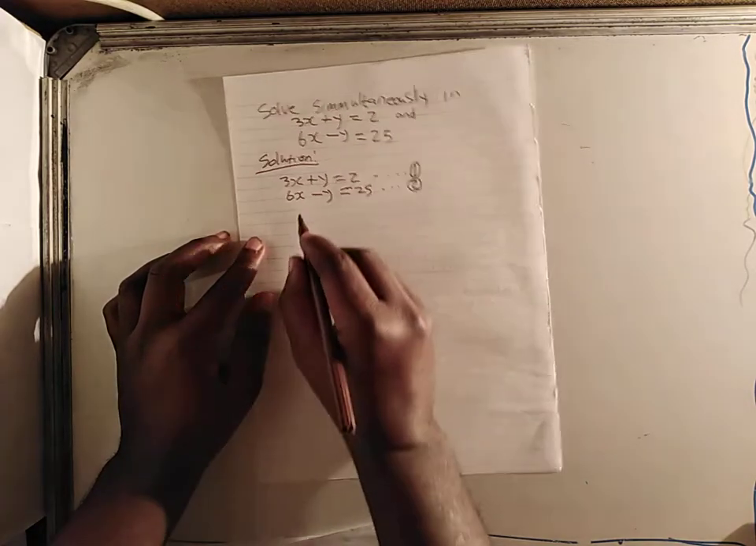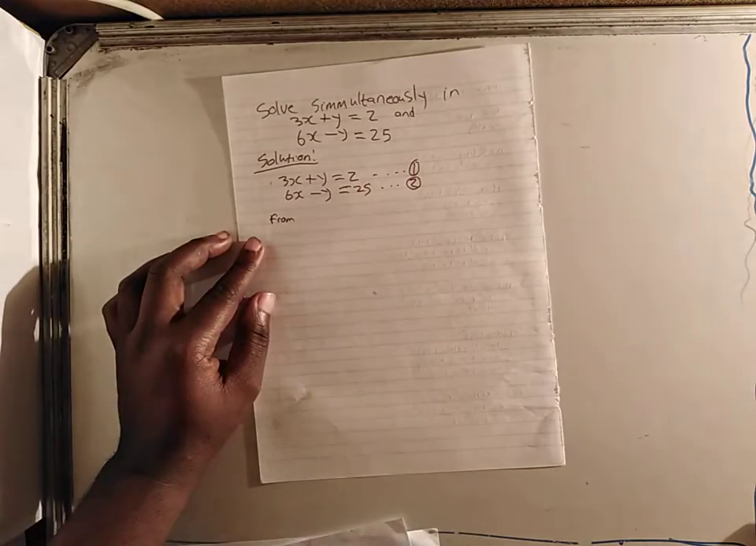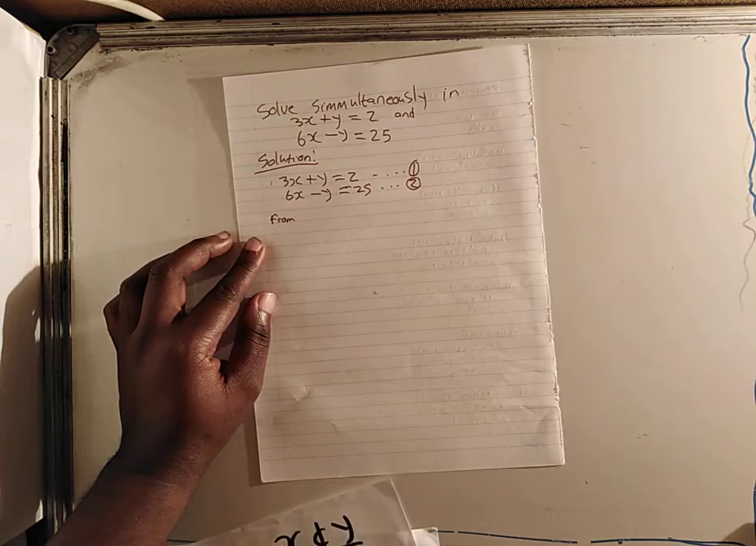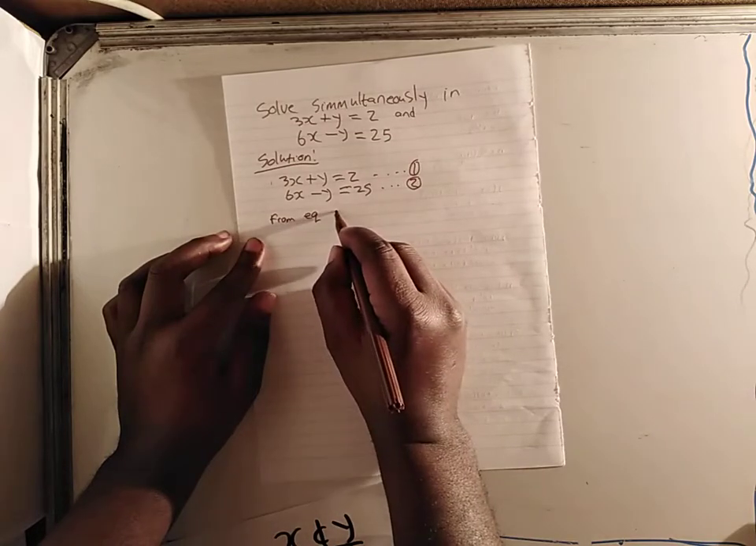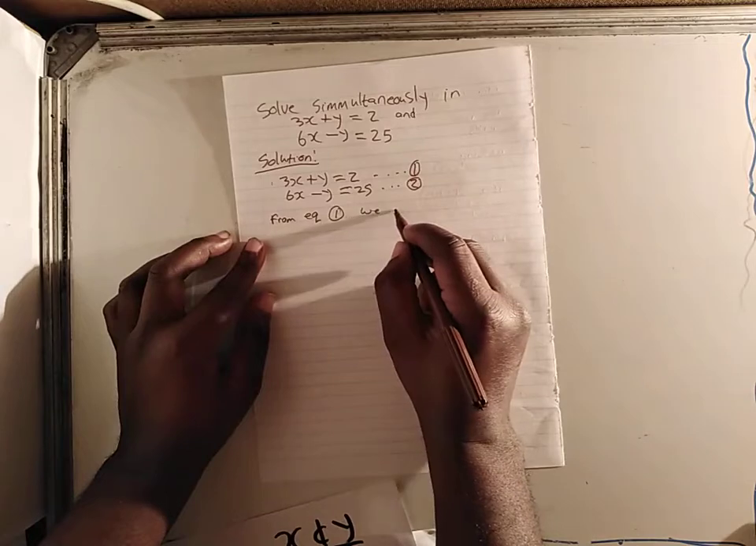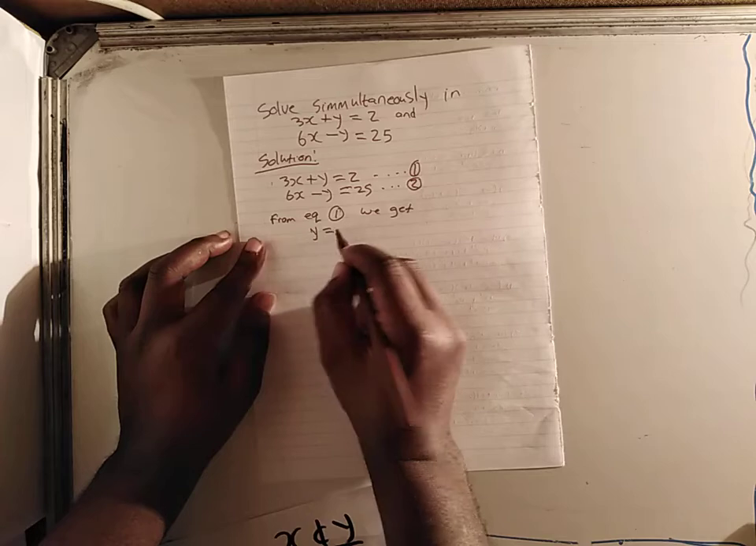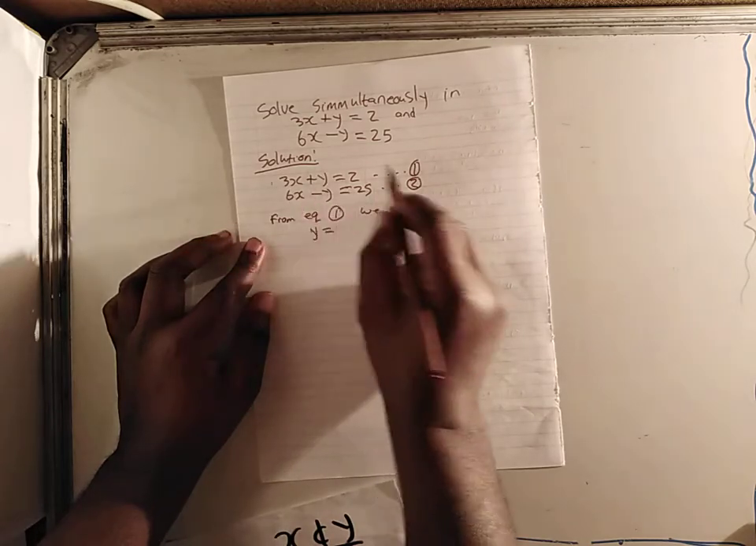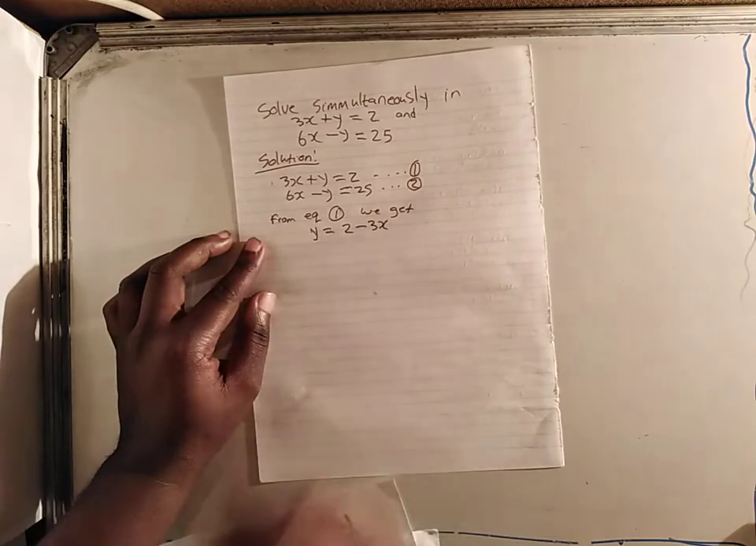Guys, it's very important to show from which equation your equation 3 comes from, so that when you substitute, you don't substitute in the equation which equation 3 comes from. So from equation 1, we get y to be equal to, you take this 3x to the other side, so it's going to be 2 minus 3x.